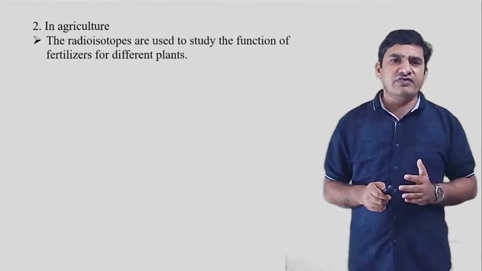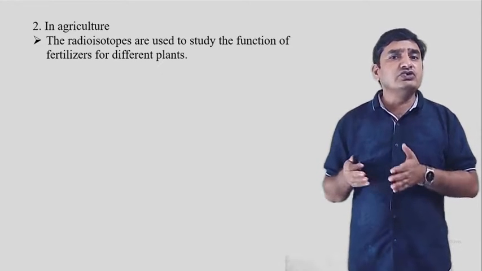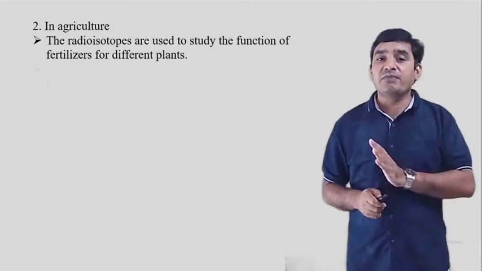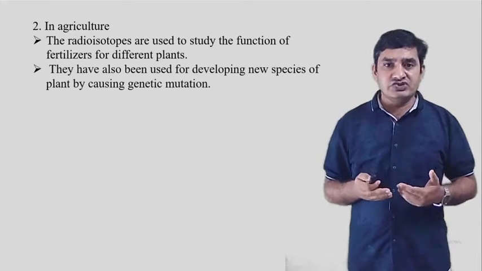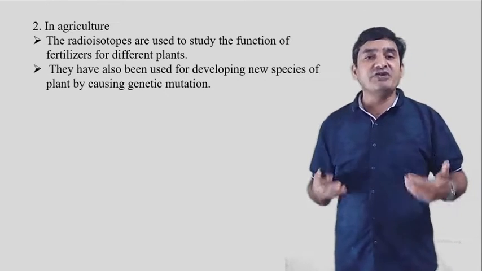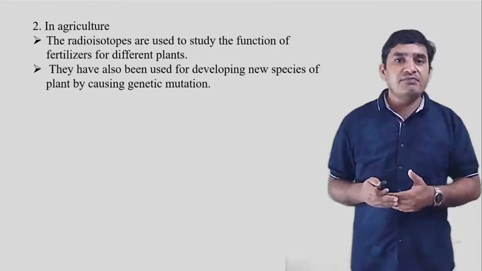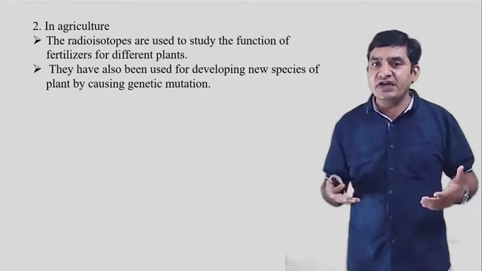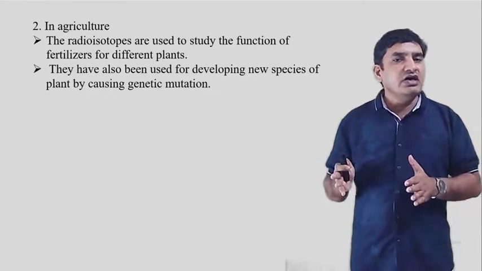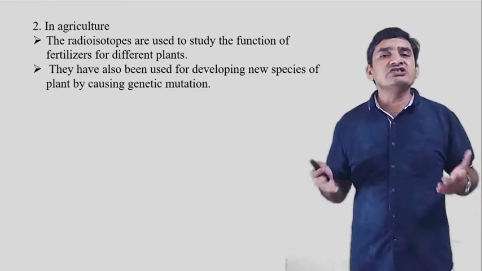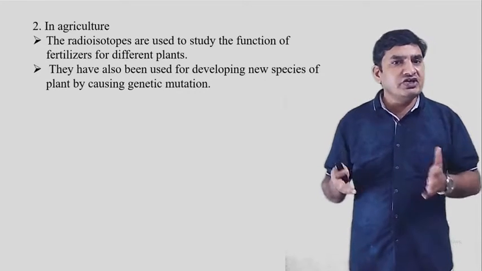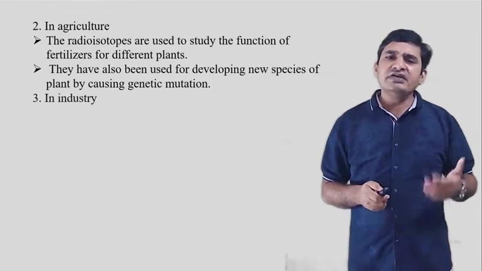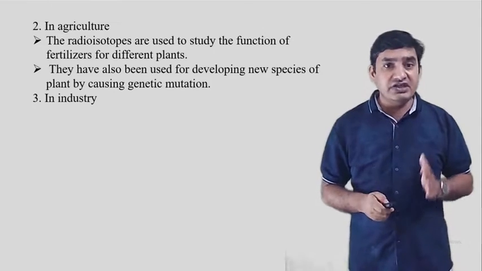Now in the agriculture field, radioisotopes are used to study the function of fertilizers for different plants. They are also used for developing new species of plants by causing genetic mutation. When genetic mutation is carried out by using radioisotopes, new species can be produced. And then radioisotopes are also used in industry.